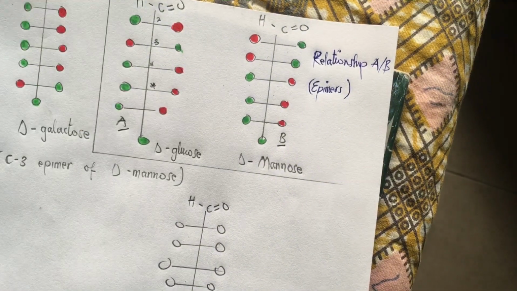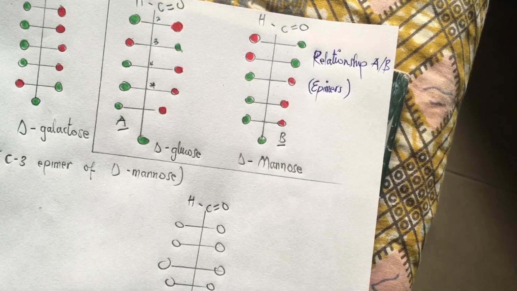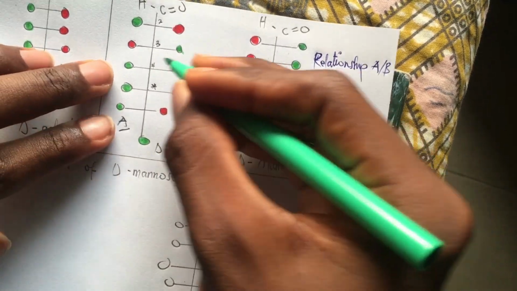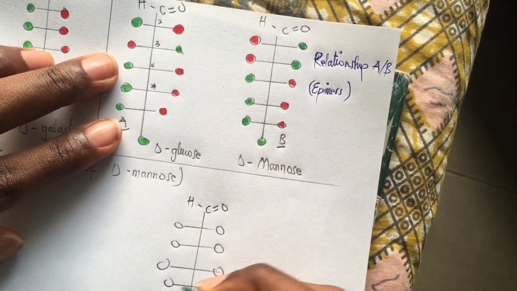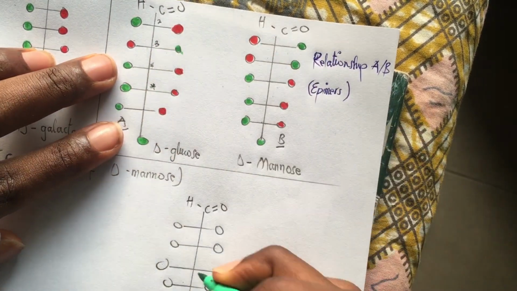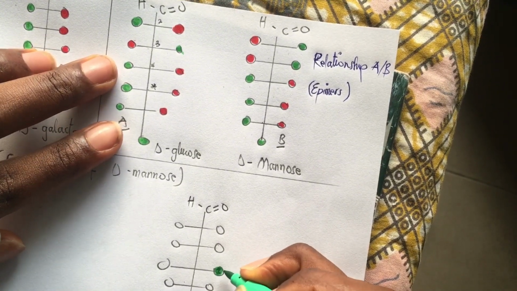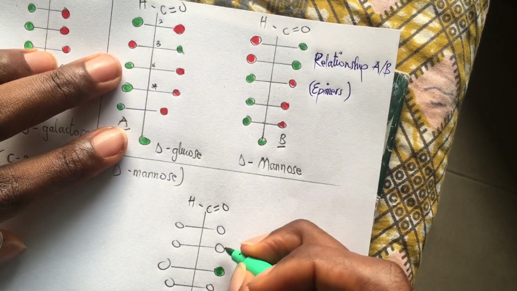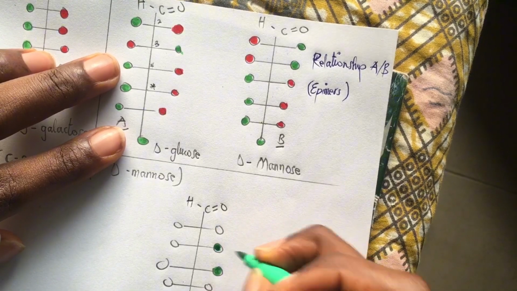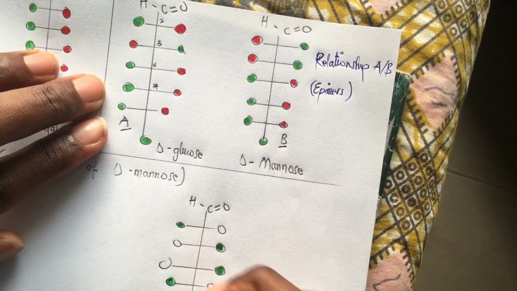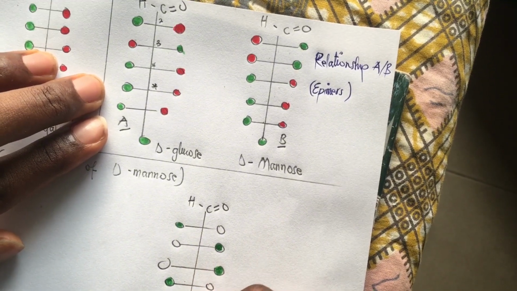Now let's try and change the configuration at carbon 4. So if you are changing the configuration at carbon 4, here this is carbon 4. Now let's try and change the configuration. So the hydrogen here will no longer be there. Our hydrogen will rather be here. Apart from that, everything still remains the same, as you can see here.